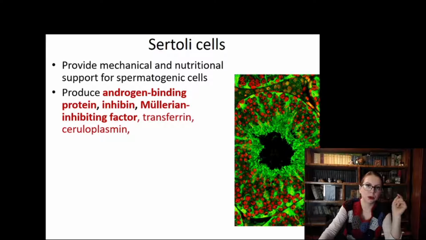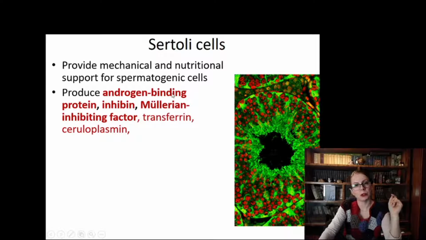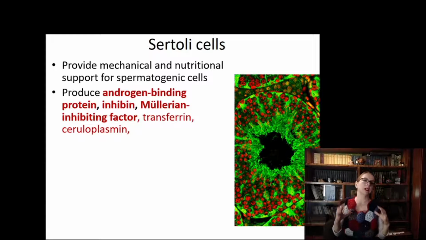After that, they produce different substances, and you should know the effect of every particular substance. First, this is the androgen binding protein. What does it do? It binds testosterone and helps to increase locally its concentration. Then inhibin.